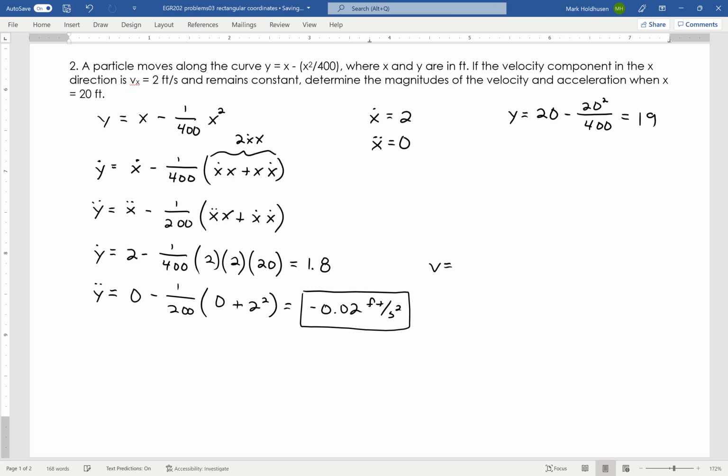To find my velocity, I just take the square root of the sum of the squares, which is that 1.8 that I got for y dot, plus x dot, which is given to be 2, so I get 2.69 feet per second. So again, taking what I know, taking time derivatives, keeping all other variables, leave them alone, just differentiate with respect to time and calculate based on what I know.